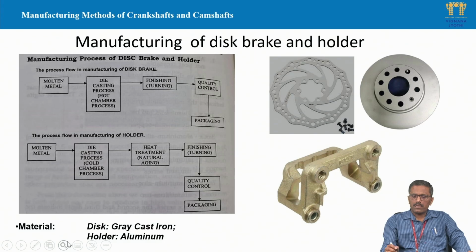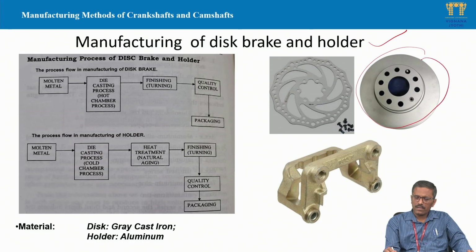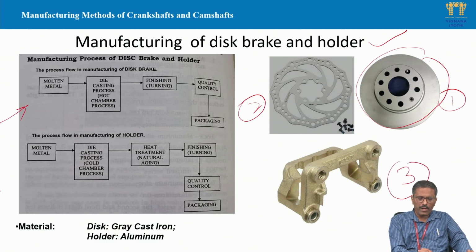The next one is manufacturing of disc brake and holder. You can see here, this is a disc brake, one variety, and this is another variety of the disc brake, and this is the disc brake holder. These two components we manufacture with two different manufacturing methods. First, let us discuss the disc brake. In the disc brake, mostly we use the casting process.